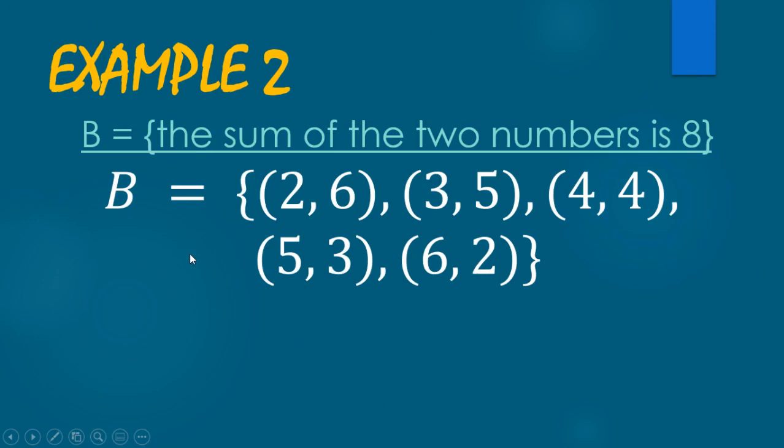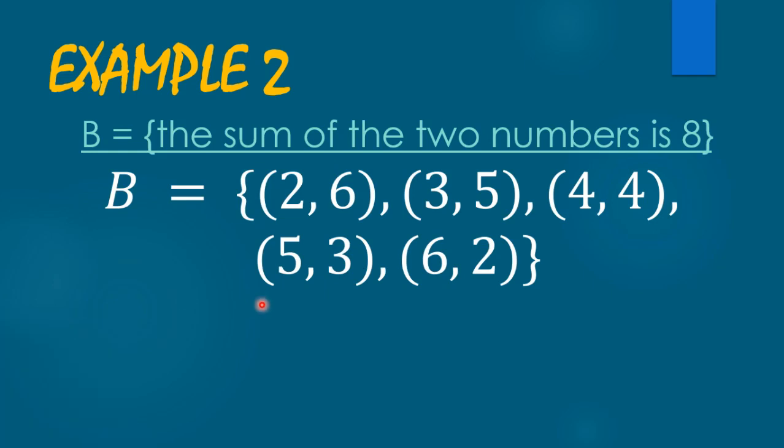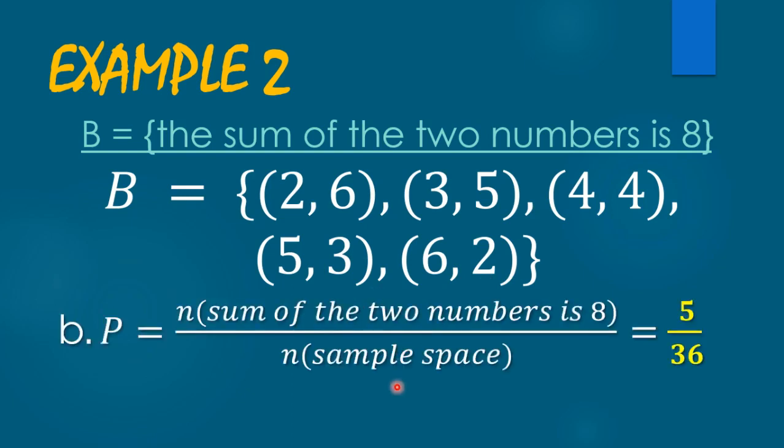So therefore, again, we have the event B, the sum of the two numbers is 8: 2 6, 3 5, 4 4, 5 3, and 6 2. So to get the probability of having the sum of the two numbers is 8, we have again the number of elements in the event B, which is 5, over the total number of elements in the sample space, which is 36. So we have the probability of 5 over 36.